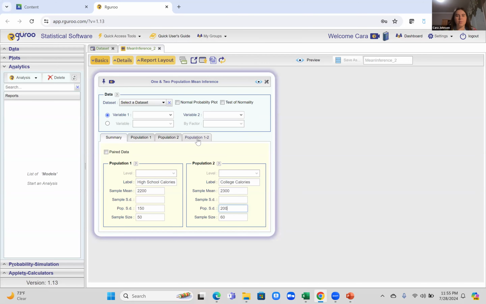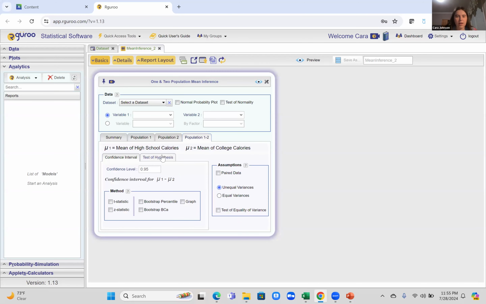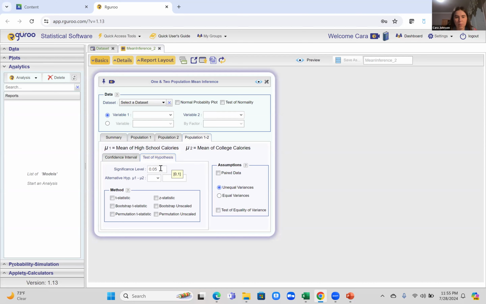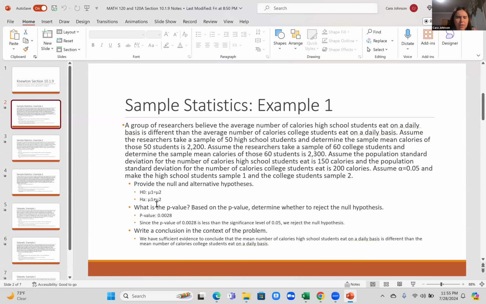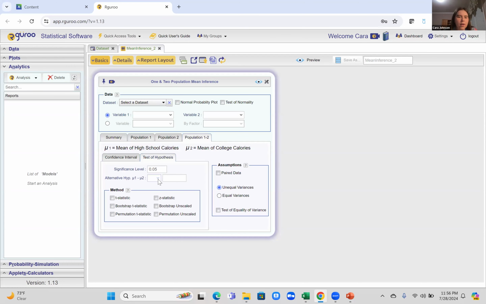And then now you go to population 1 minus 2, test of hypothesis, significance level was 0.05. And then here, they basically rewrote this. They subtracted the mu2 on both sides, basically, which gets you mu1 minus mu2 not equal to 0. What you can basically remember here is, though, that you're going to put whatever the sign is of the alternative here, which is not equal to, and 0 always goes in this box.